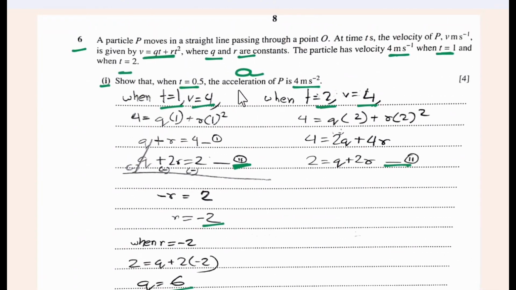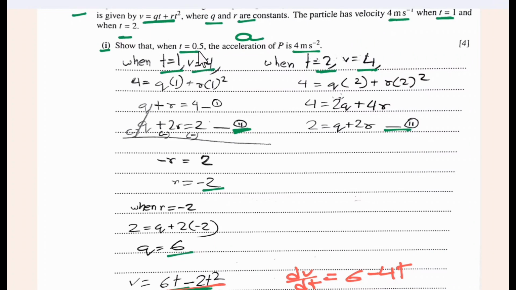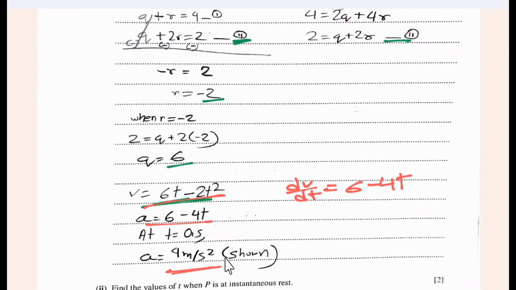So what is acceleration? We need to differentiate velocity with respect to time. So dv by dt, that is differentiating velocity. So 6t would become 6, then minus 2t square, so minus 4t. So this is the acceleration expression. Then we need to substitute the value of time in this expression to find the acceleration.